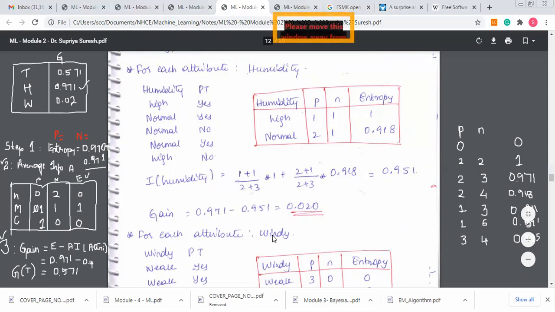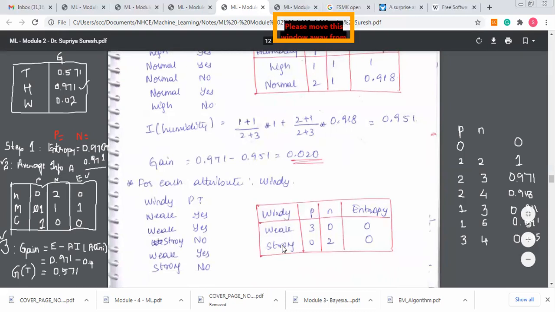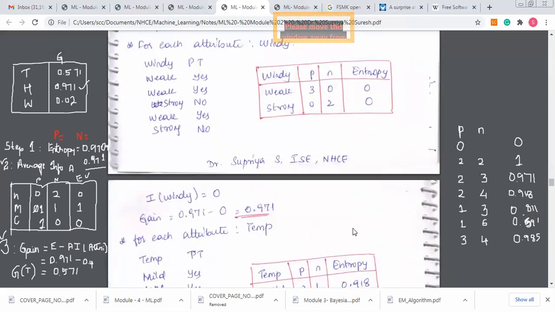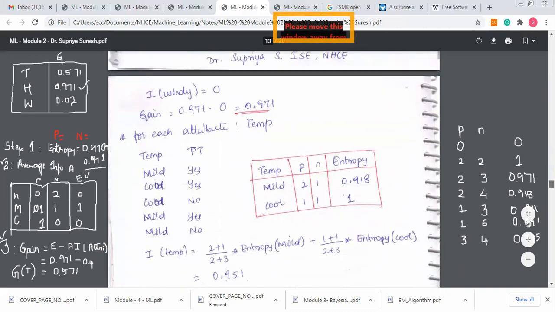Again, I have to do it for windy because I'm going to take each and every feature that I have in the table. So next I'm going to consider the same with windy. There are two values, weak and strong, and I got these values. Since both the values are 0, I will get the value 0. So the average information is 0. When I take the gain, 0.971 is the entropy value that I got for the new Rainy table, and the value of this particular information is 0. So I get 0.971. I will again do it for temperature.